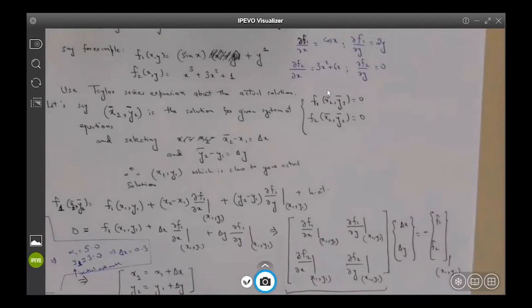So the point x1 and y1 is an arbitrary point that is just a starting point, right? Yes, it is a starting point and it is a guess. You are basically guessing that.